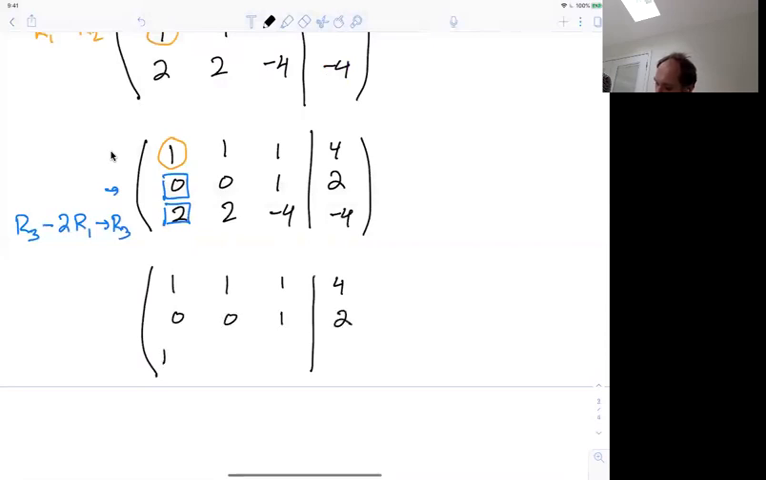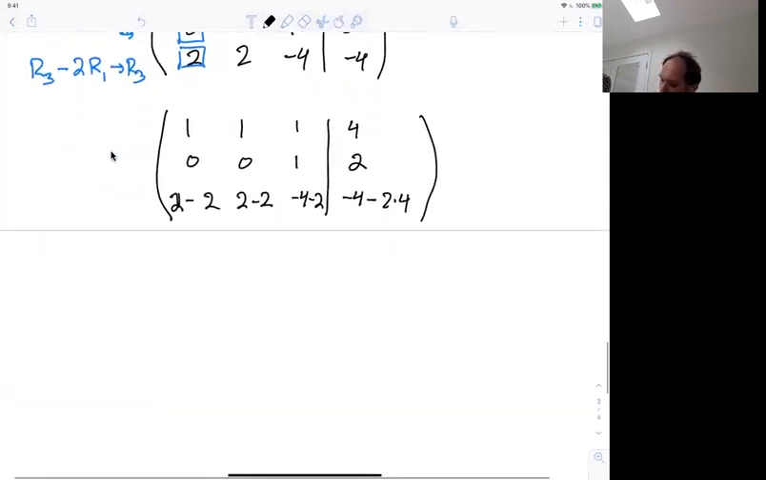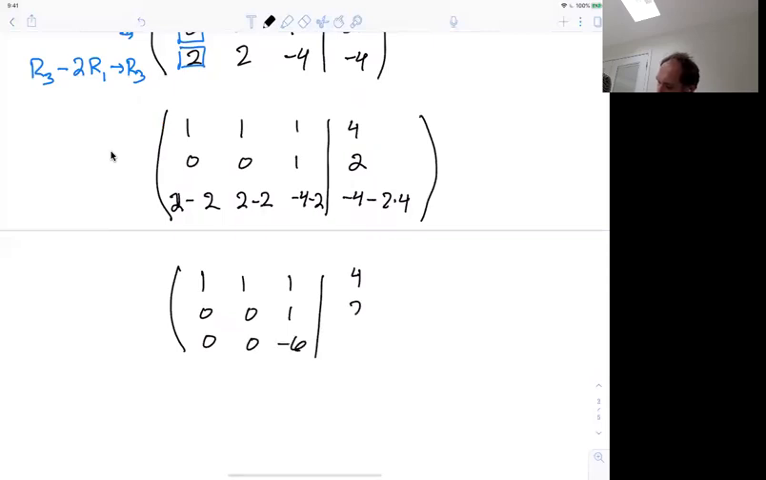So we get 2 minus 2, 2 minus 2, and minus 4 minus 2 times 4. So altogether, what's going to happen? We simplify this and we'll end up with that guy. And so now keep in mind, this was our pivot right here, and we zeroed out everything below it. Those are now 0. And now the next step is to identify the next pivot.